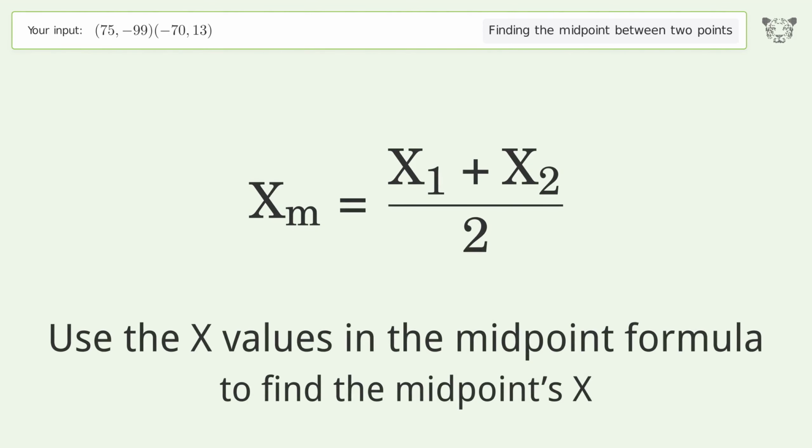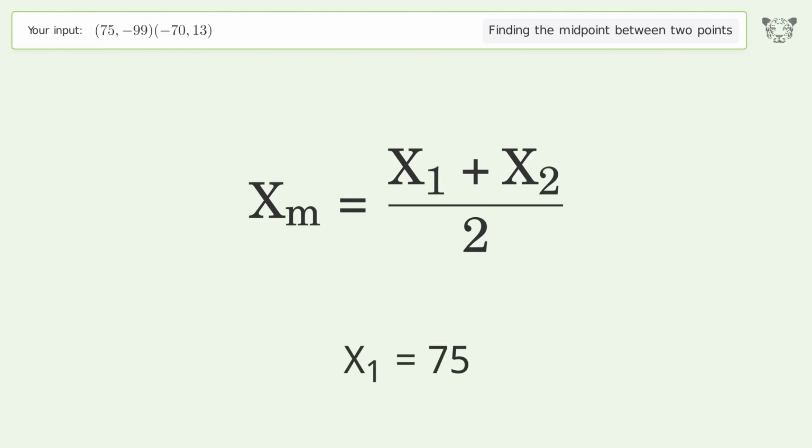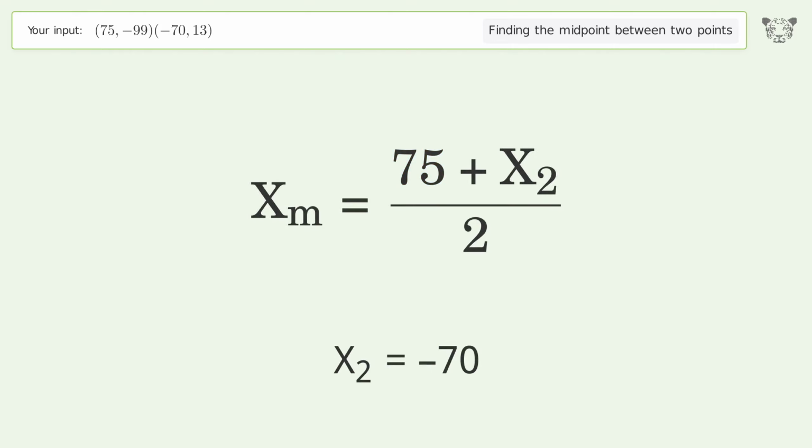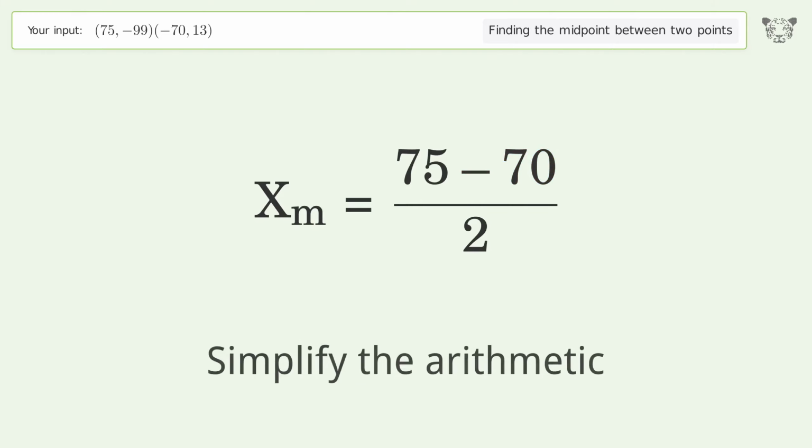Use the x values in the midpoint formula to find the midpoint's x. x1 equals 75. x2 equals negative 70. Simplify the arithmetic.